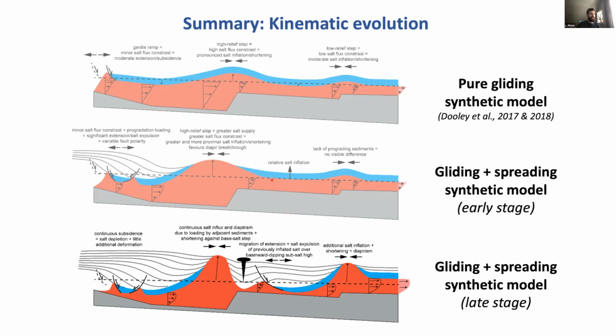So areas that would initially be just associated with salt inflation and shortening can actually start to extend and develop extensional rollovers, for example, as you prograde the sediment seaward, so as the deformation migrates seaward.